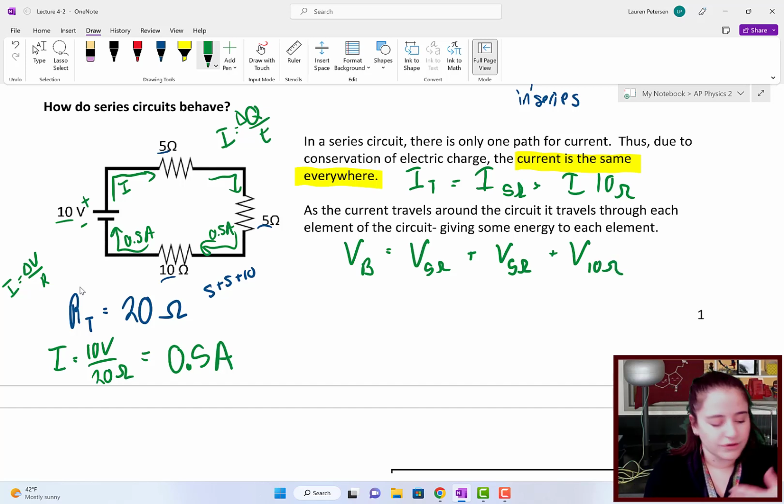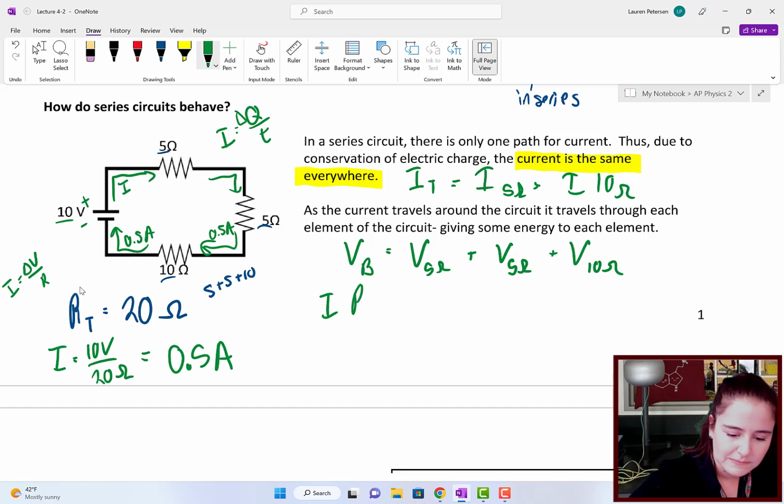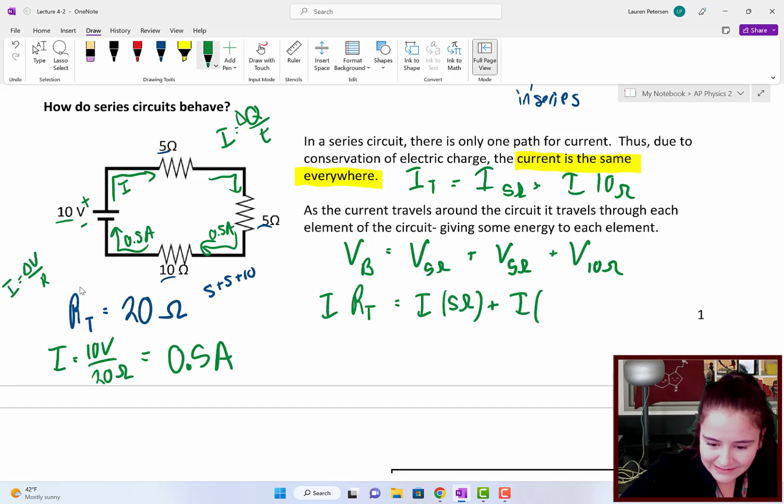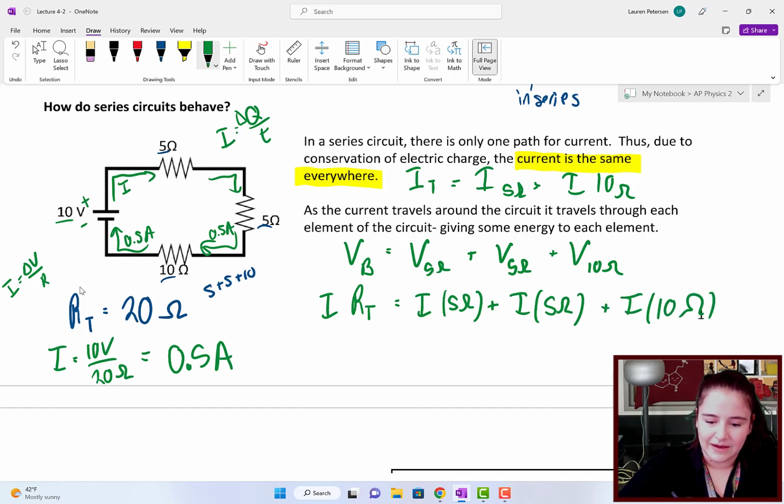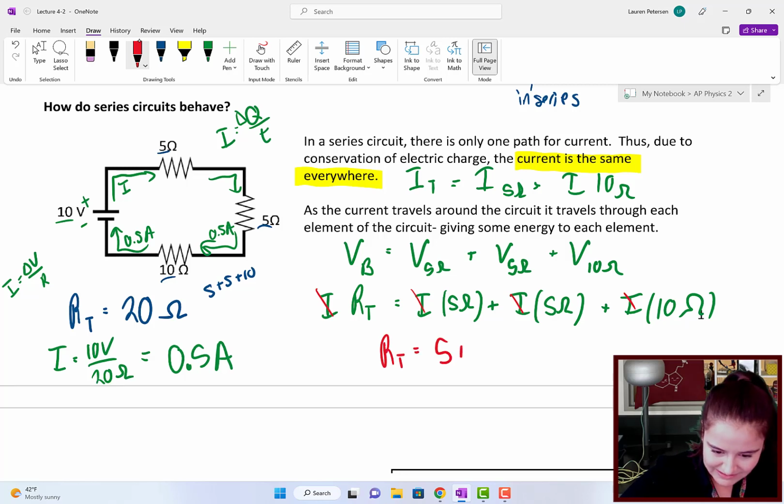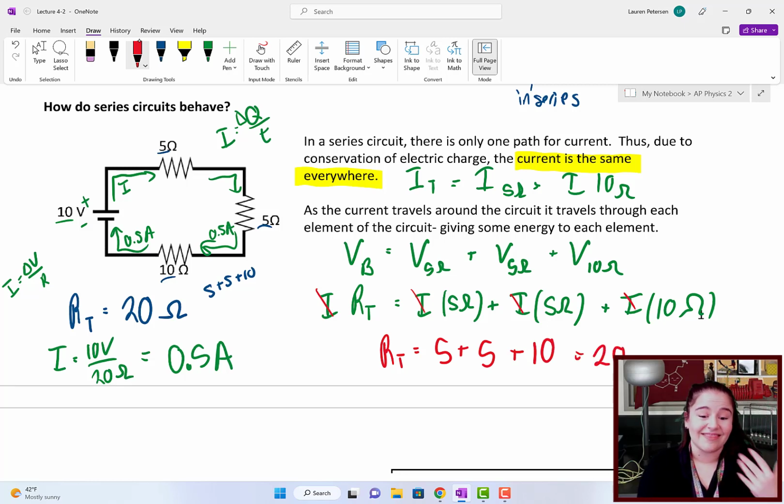Using V equals IR, we could also write that the voltage of the battery is the total current times the total resistance. And then we have I times the 5 ohm plus I times the 5 ohm plus I times the 10 ohm. Hopefully you can see how that current all cancels out, and we get that R total, the equivalent resistance, is 5 ohms plus 5 ohms plus 10 ohms to give us that 20. And that's how we add resistors in series.